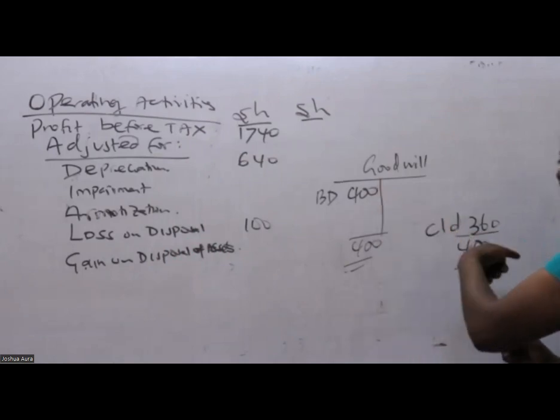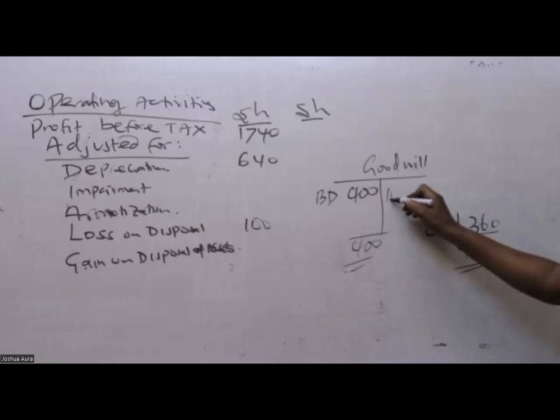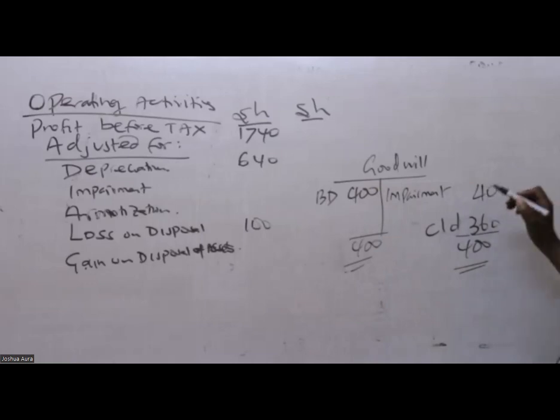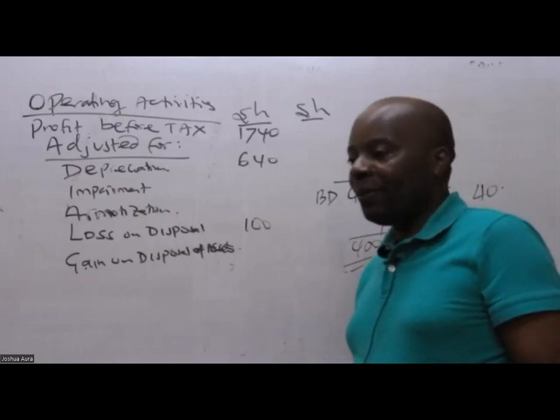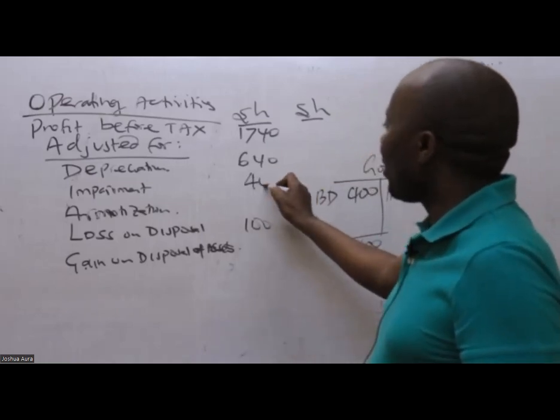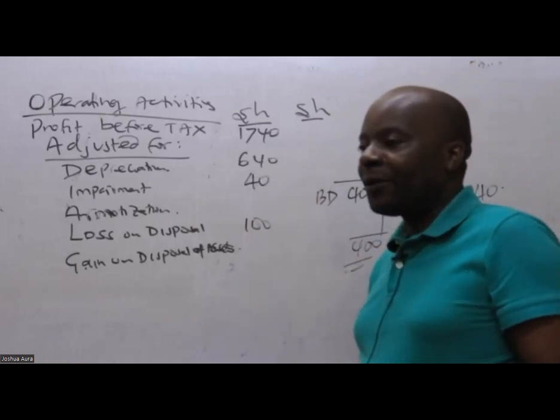The reduction is our impairment. So in this case here, what is the impairment loss? The impairment loss here will be 40. So the impairment loss is 40 there, right?